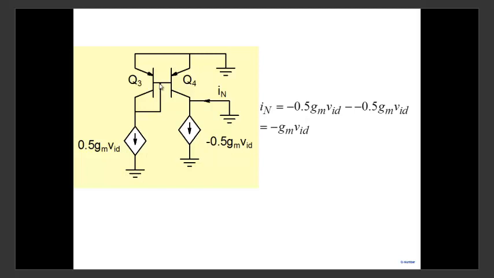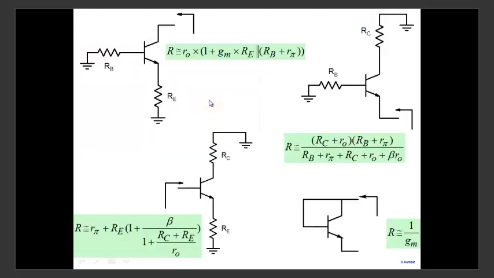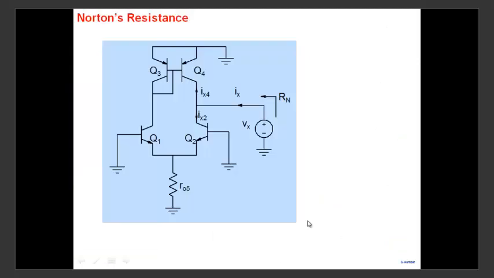The voltage would be 0.5 GMVID multiplied by 1 over GM3. That same voltage will go through Q4 and will cause a current to flow here. And the two currents, when I take a current here and when I take a current here, add them up with the proper sign, we get net current which is equal to minus GMVID. That's the net Norton current that is flowing at this particular point. Okay? All right. A couple of these things, but let's come back to Norton's resistance.